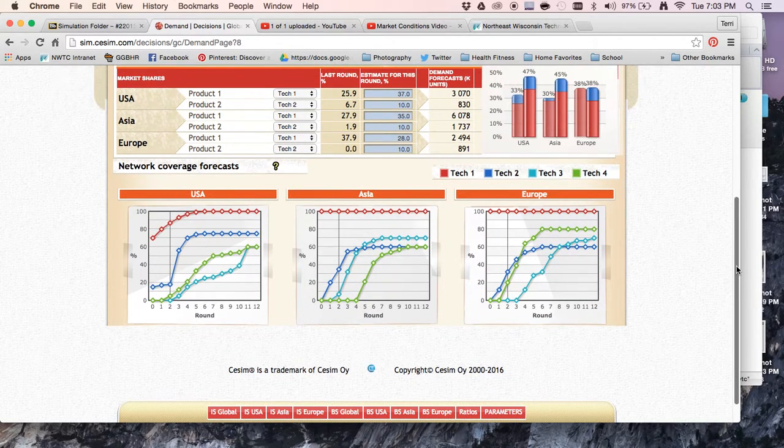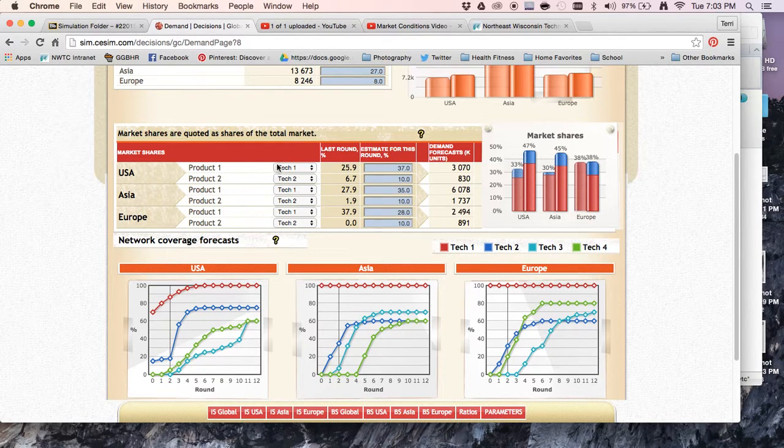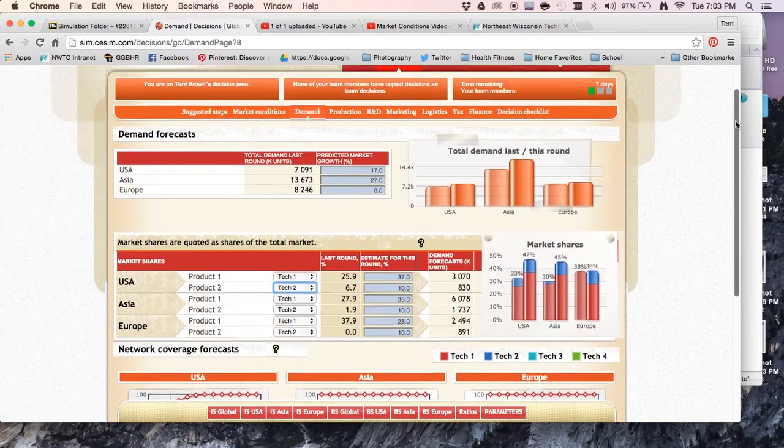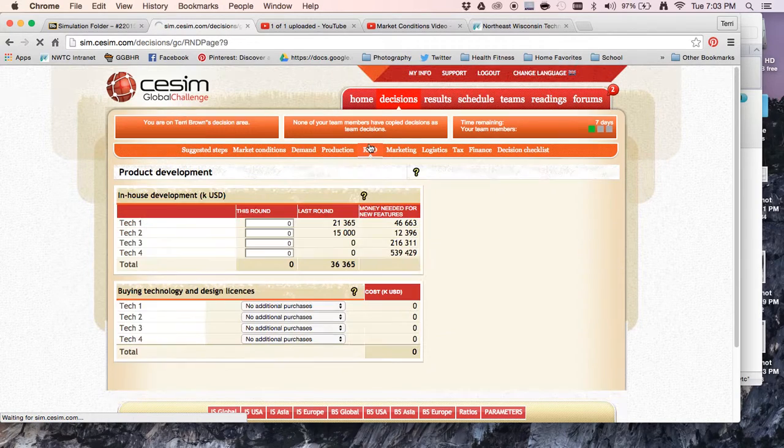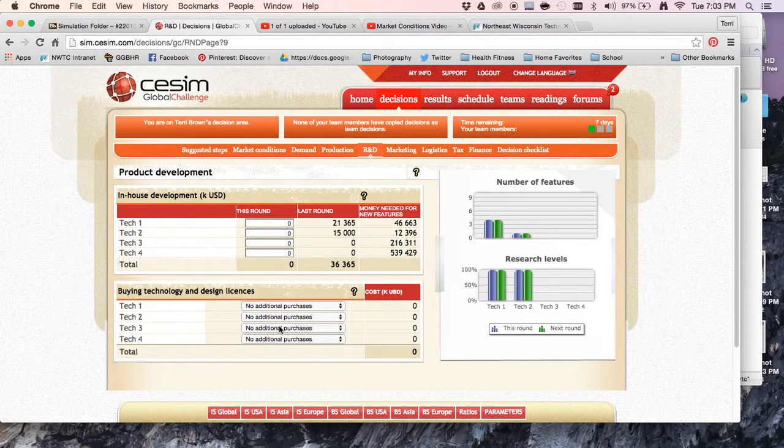So if I scroll up then, my technologies are here. So I have technology 1 and 2 selected. If I had already researched and designed additional technologies, they would be here. Okay. If this is one of your first rounds and you don't have anything but technology 1, you can go to your research and design tab and you can purchase some technology, so additional features for Technology 1, or you can purchase Technology 2, 3, or 4, and actually have it ready and available for this current round.